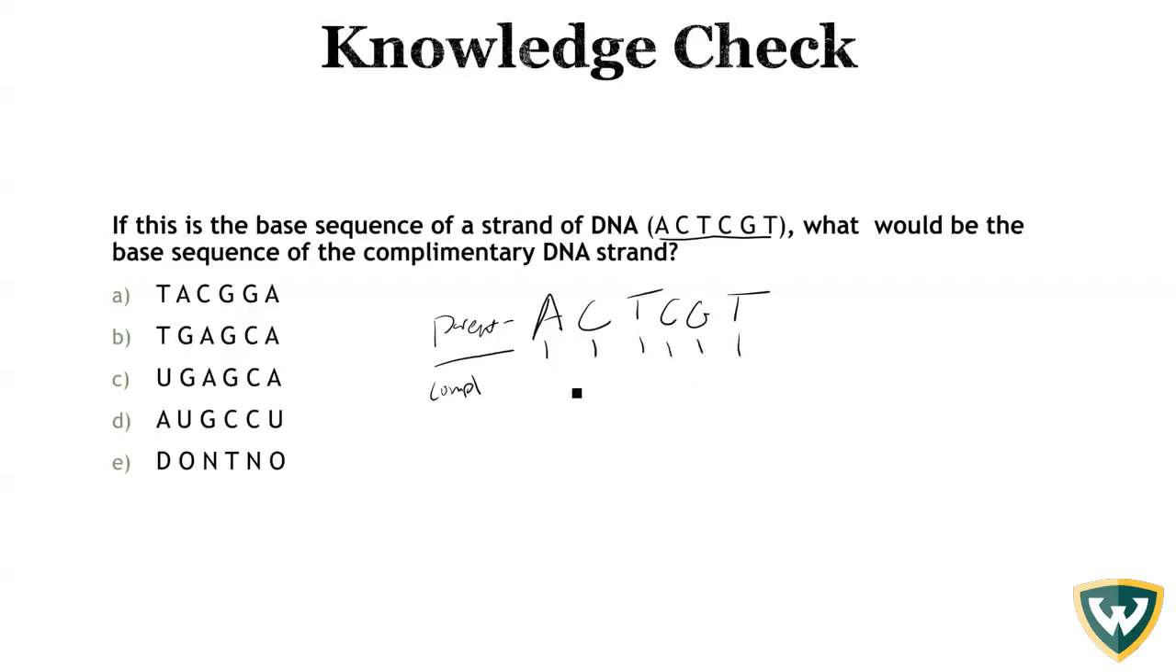And basically, we already did this. We have to remember that an adenine always binds to a thymine, a cytosine always binds to a guanine, and then we fill it out from there. The answer is TGA, GCA, which is letter B. As you can tell, answer E is not the correct answer, and answers C and D actually have uracils in them, which are only found in RNA, which we're going to talk about next.